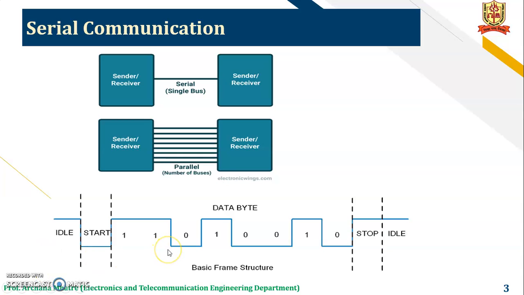Now this is the basic frame structure used for serial communication. First there is the start bit. It indicates the start of the communication. Then it will transfer all 8-bit data, or receive all 8-bit data, and after that the stop bit is there, which indicates the end of the communication.